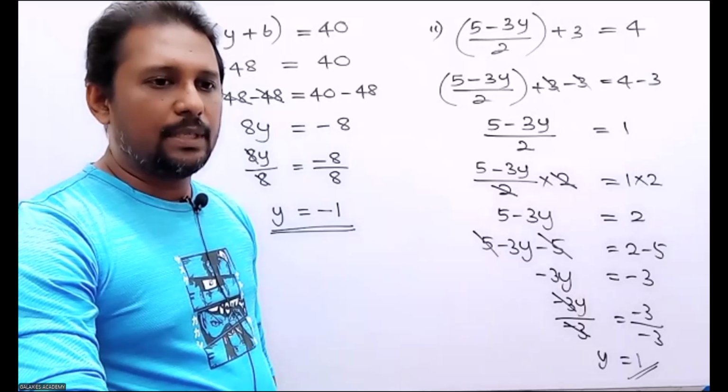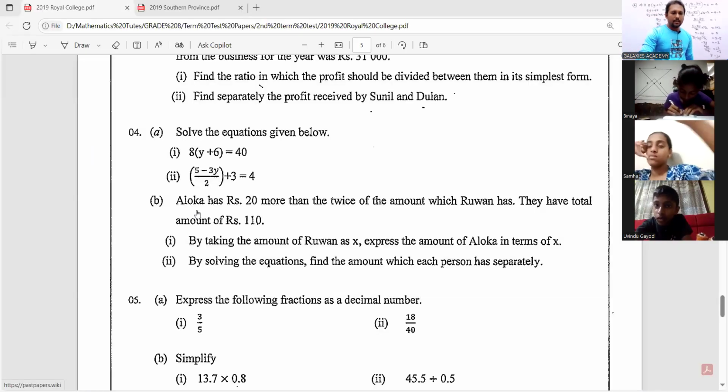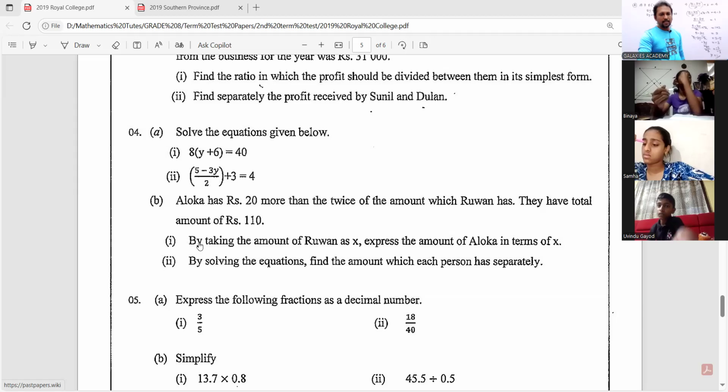Right, then let's go to the next question. The next one is given as part B. Aloka has 20 rupees more than the twice of the amount which Ruan has. They have a total amount of 110 rupees. Then there are two parts given. By taking the amount of Ruan as x, express the amount of Aloka in terms of x.